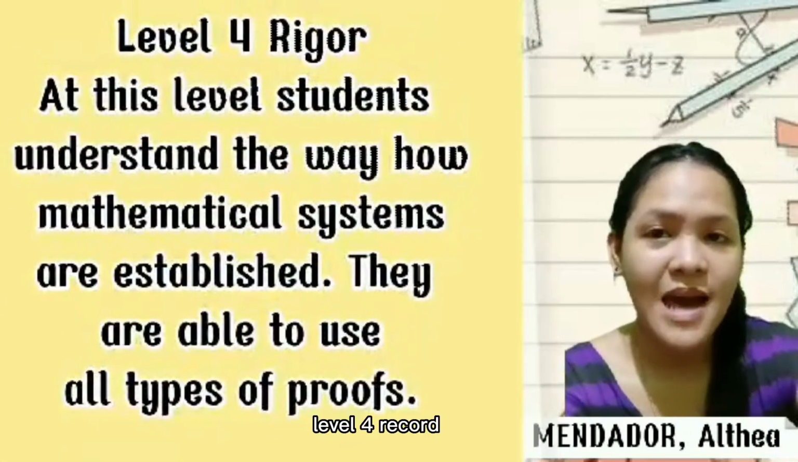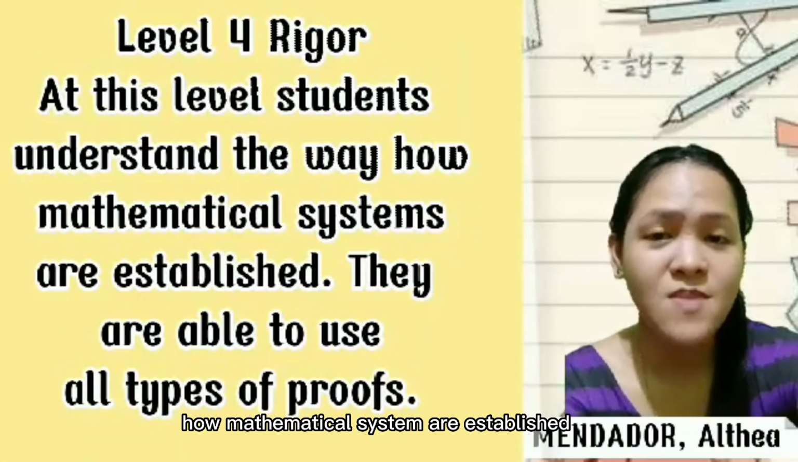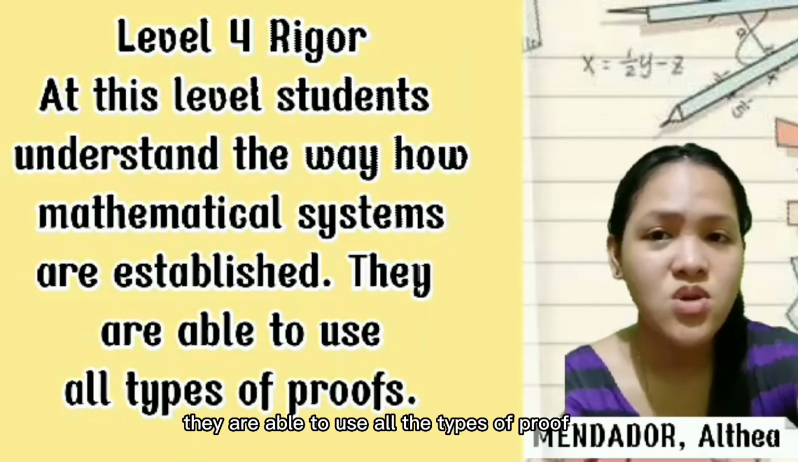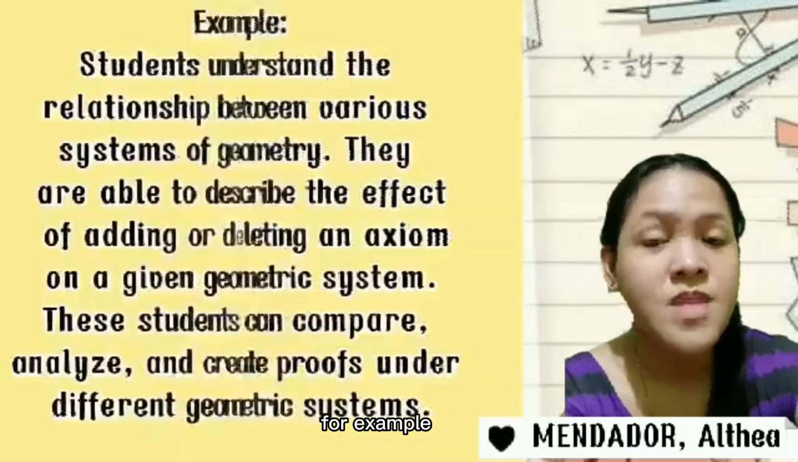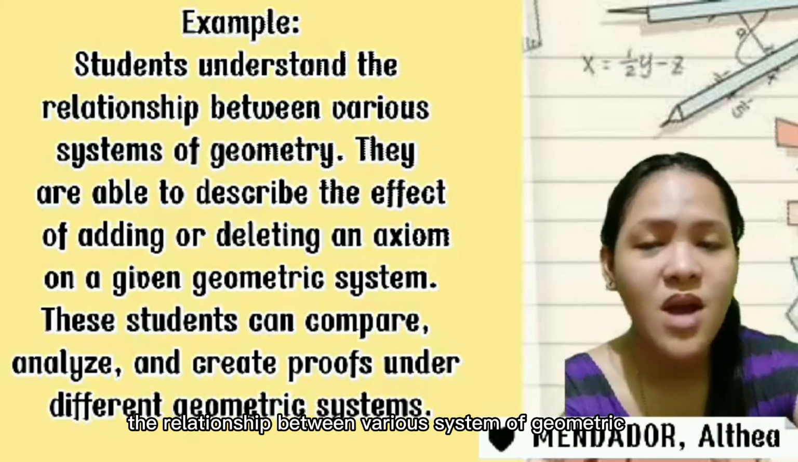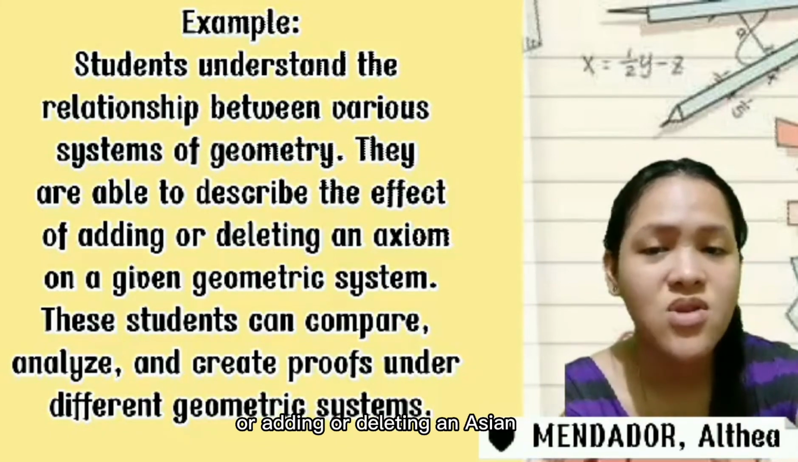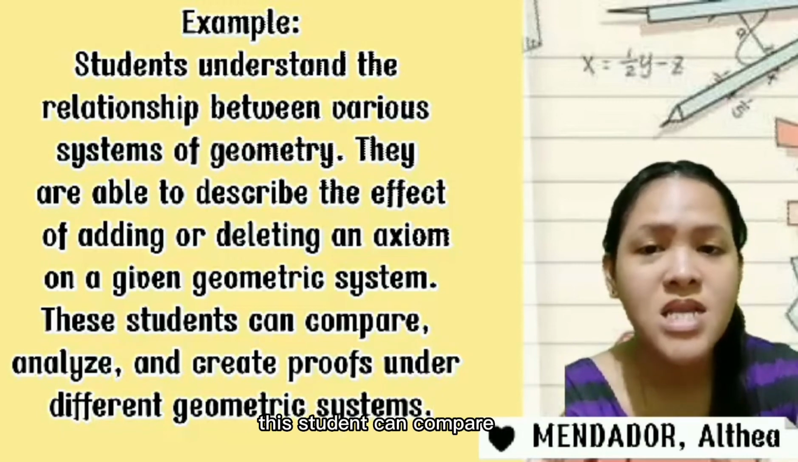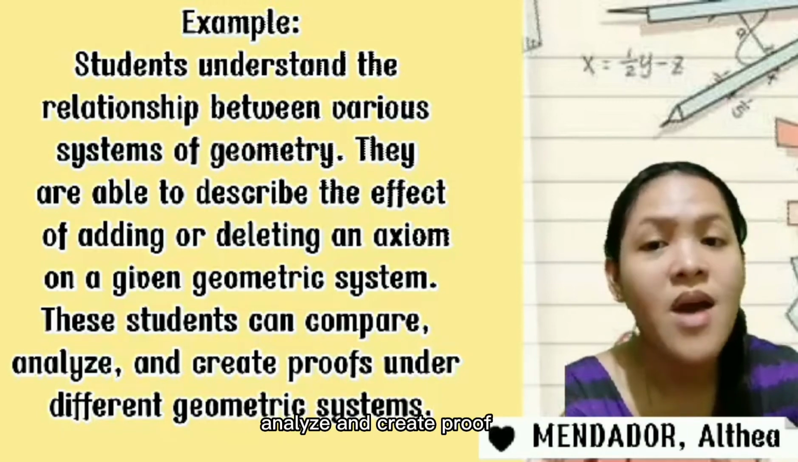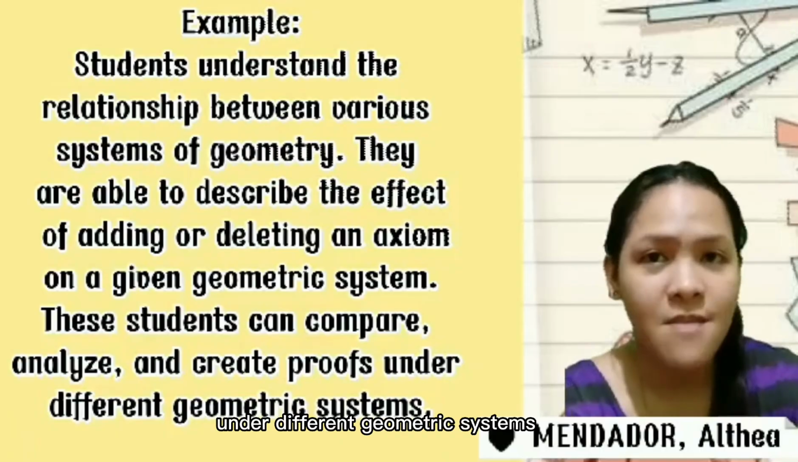Level 4, rigor. At this level, students understand the way mathematical systems are established. They are able to use all the types of proof. For example, a student understands the relationship between various systems of geometry. They are able to describe the effect of adding or deleting an axiom in a given geometric system. This student can compare, analyze, and create proofs under different geometric systems.